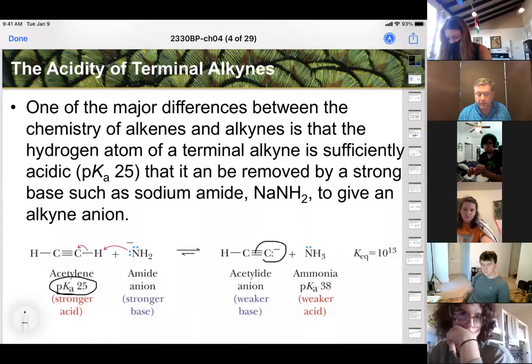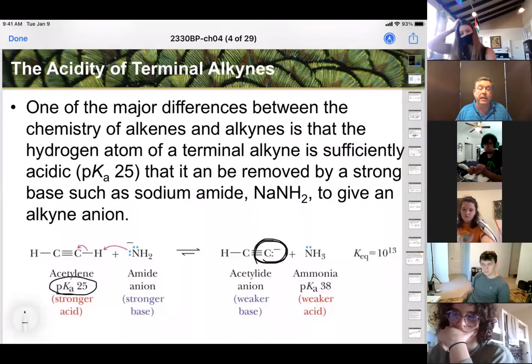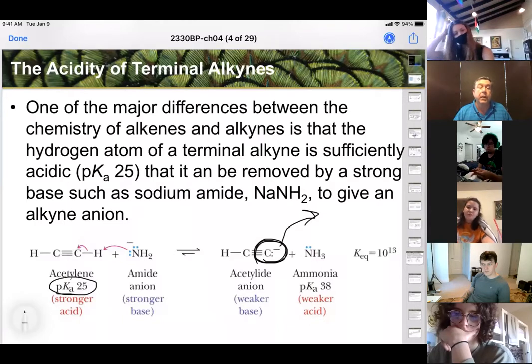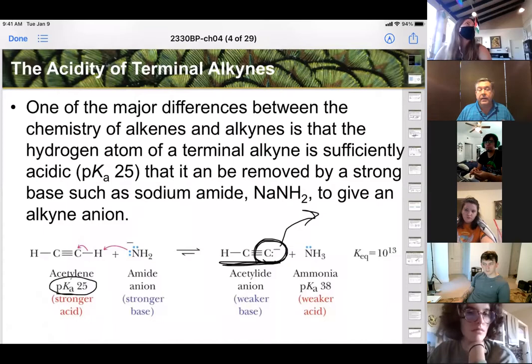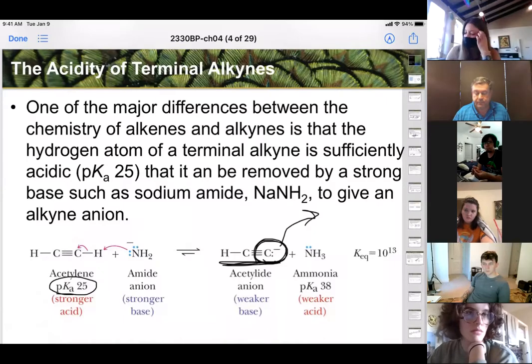When you deprotonate it, take a hydrogen off, you create this acetylide ion. And this acetylide ion is really cool because now you have these electrons available to go out and make a new sigma bond. Remember, when we have our Lewis base, it has electrons available to reach out and make a new sigma bond. So this becomes our good Lewis base and can go out and make new carbon-carbon bonds.